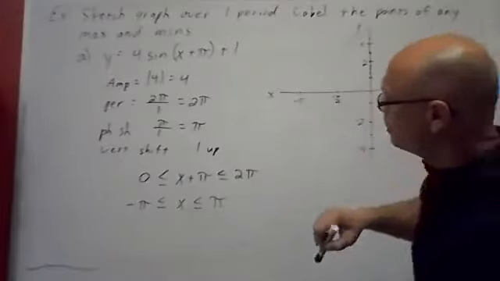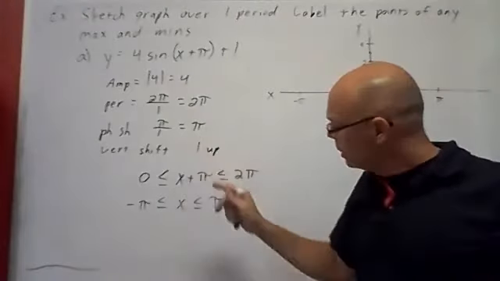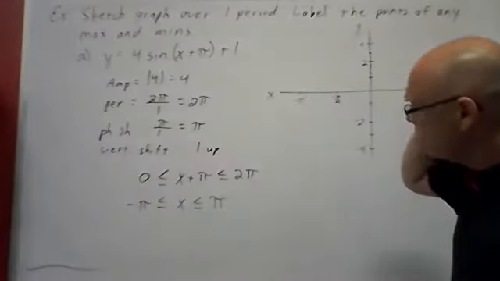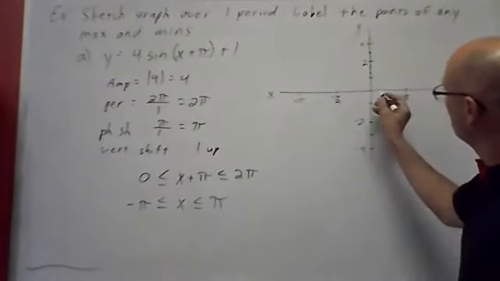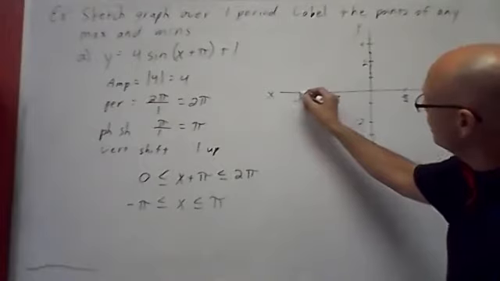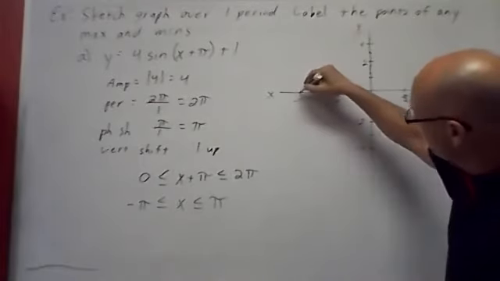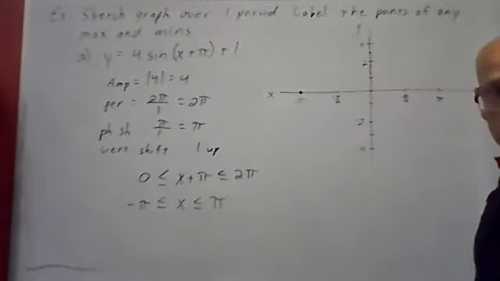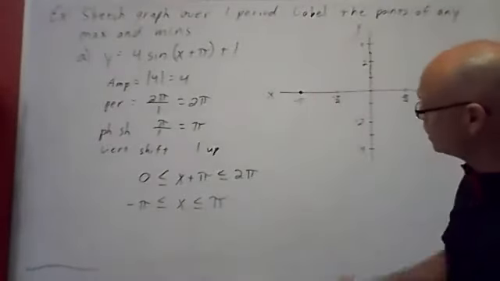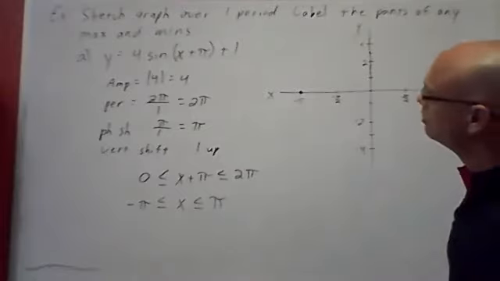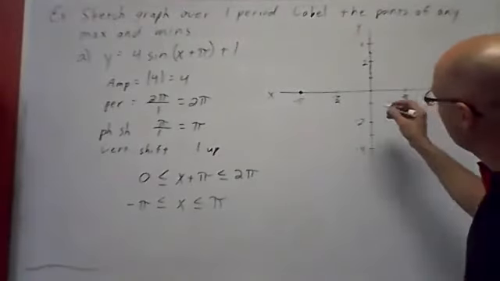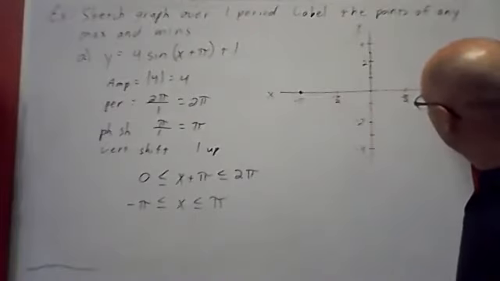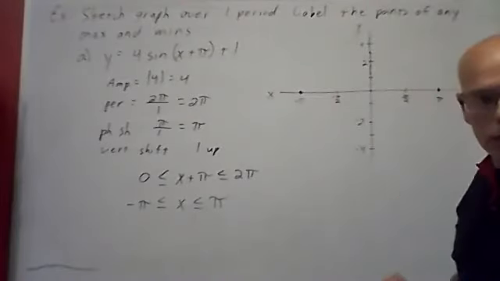Well, I have a phase shift, right? Of pi units. And actually, it's going to shift pi units to the left. So I'm going to shift this pi units to the left right here. And my first point is going to start here instead of normally right there. All right, so it starts there, sine function, and then it ends right here, right? At the end of that interval.